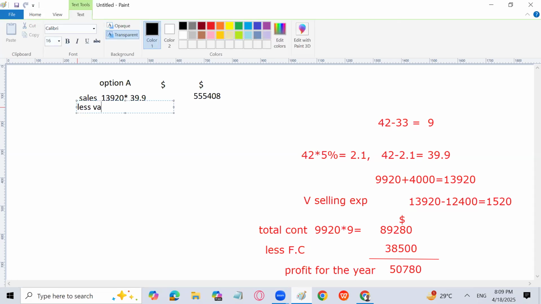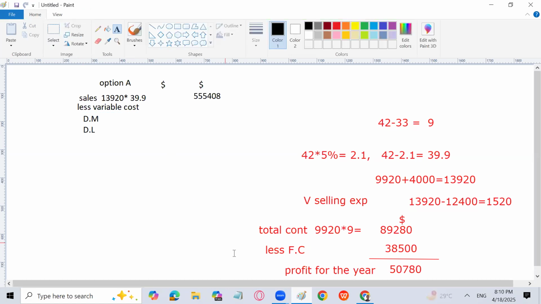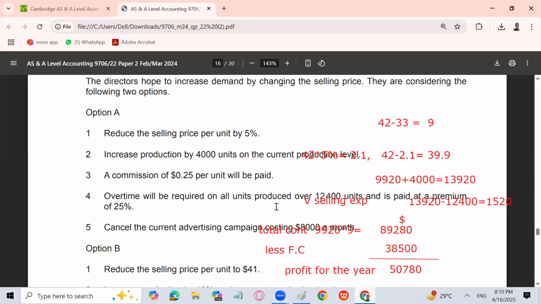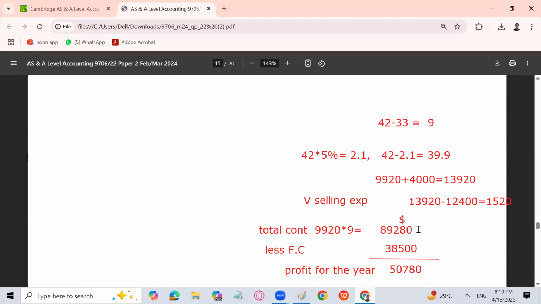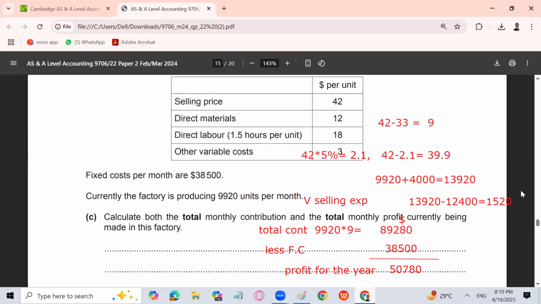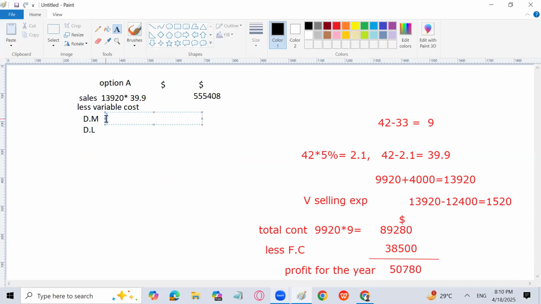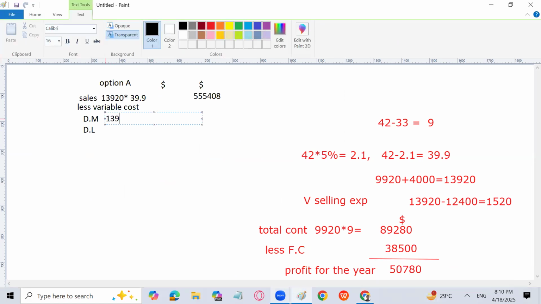Less variable cost. Variable cost will include direct material and direct labor. Direct material will be the same. There is no change in direct material because nothing has been given in option A. We are talking about option A. So direct material will be 12, so direct material is going to be 13,920 into 12. How much?